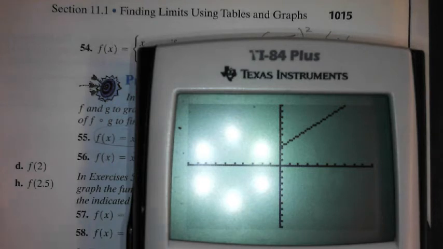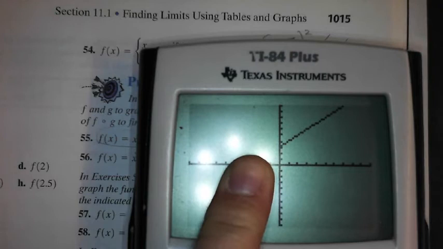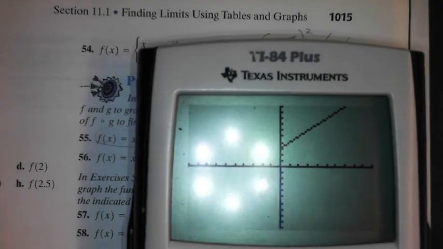So to talk about the limit existing where the function isn't even present is a weird thing to talk about. So we would just say it does not exist. Okay?